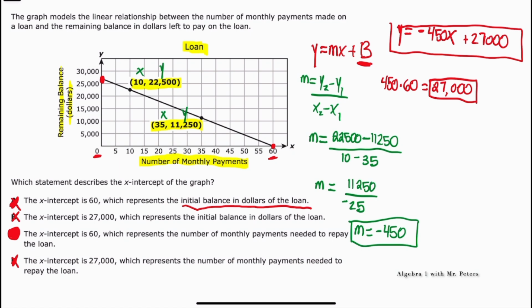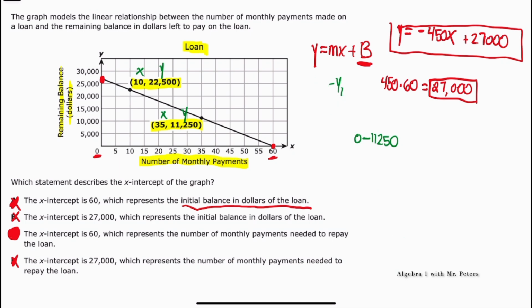Right? And let's say we wanted to check this. How would we do that? So let's erase a little bit and get some space. So how would we check this? Well, let's use our first ordered pair and let's switch colors. Let's go to 10, 22,500. Because once we plug this ordered pair into the y is equal to mx plus b formula, we should get a true statement. Meaning, my balance is going to be $22,500 after 10 months.